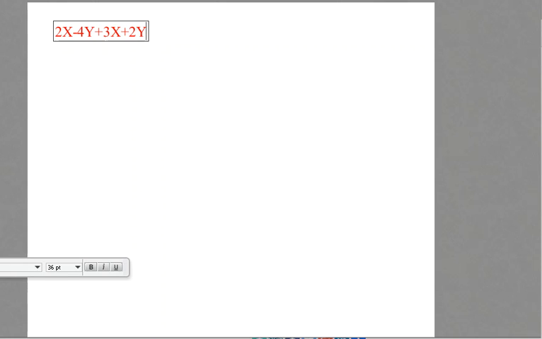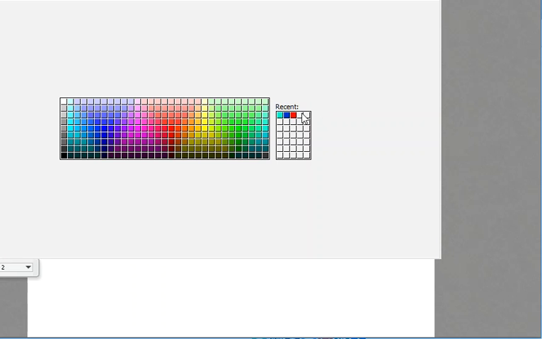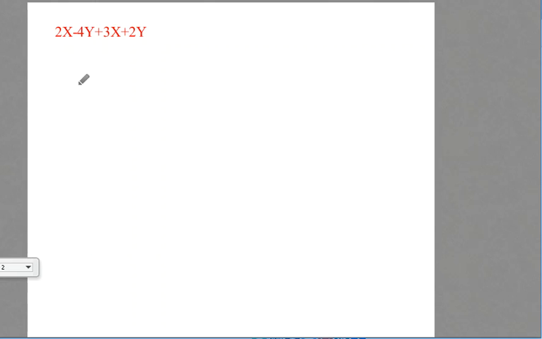Okay, so for question number 1, you can see that we have the expression 2x minus 4y plus 3x plus 2y. In order to simplify this expression, we need to combine the like terms. I want you to notice that there are 4 terms here: 2x, negative 4y, 3x, and 2y.